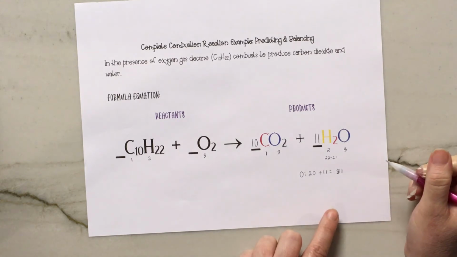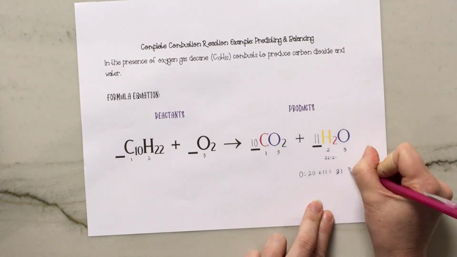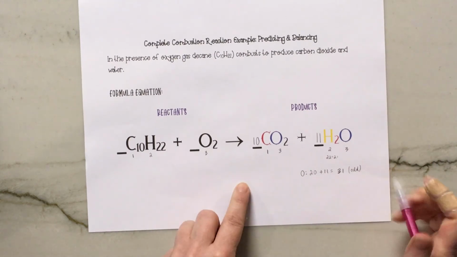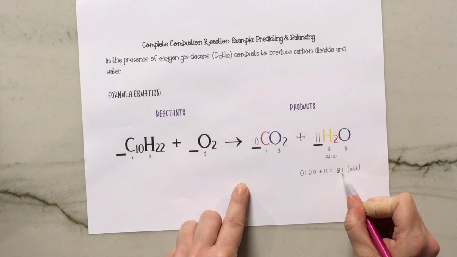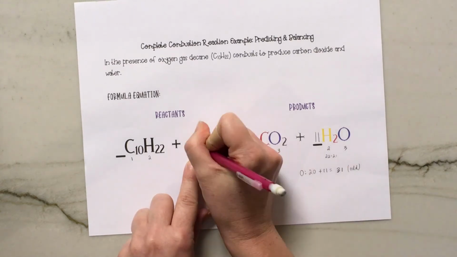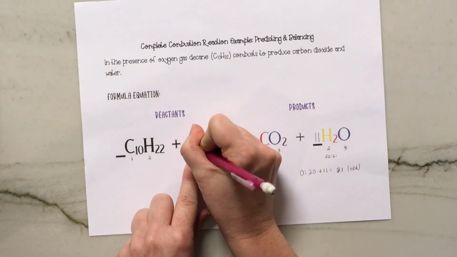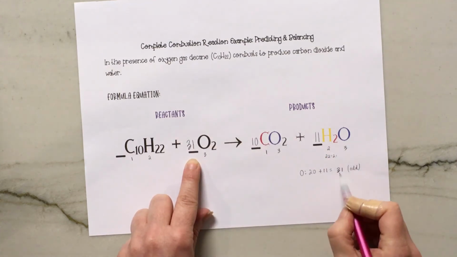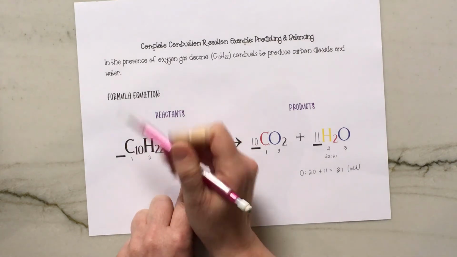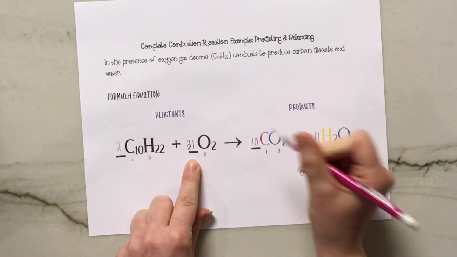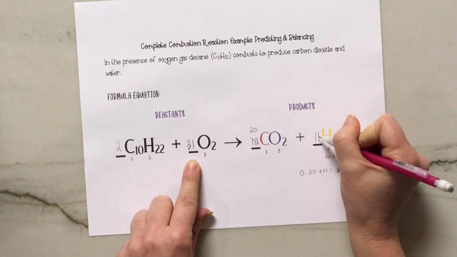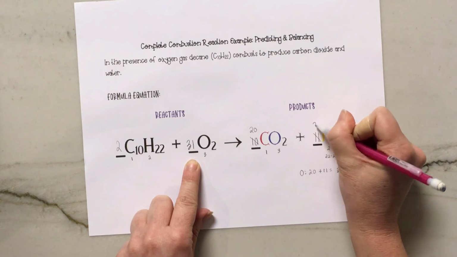Now, we know that that is an odd number. So when we have an odd number of oxygens, what we do is this. We take that number and we write it as our coefficient on the product side. We write 31, and then we double all other coefficients. So this 1 doubles to 2, this 10 is going to double to 20, and this 11 is going to double to 22.